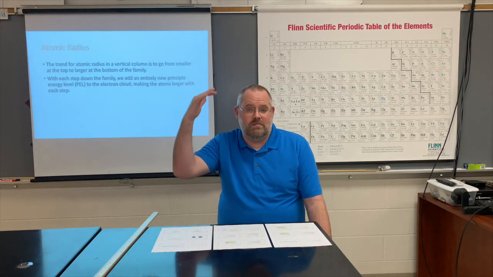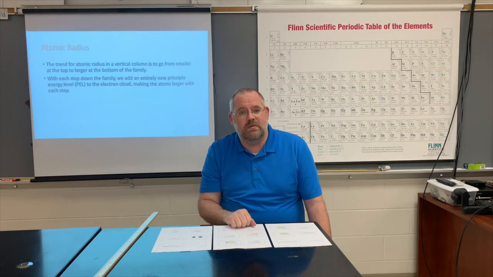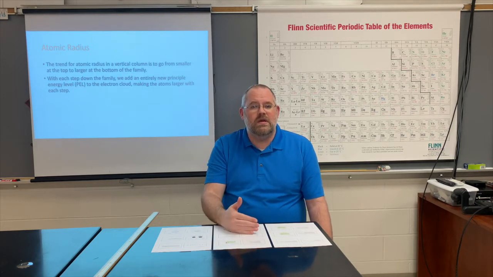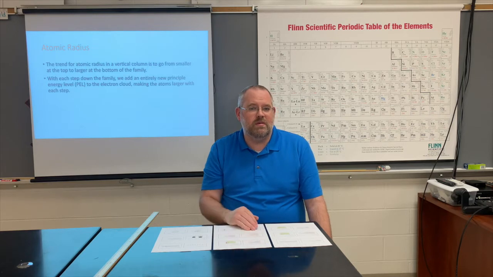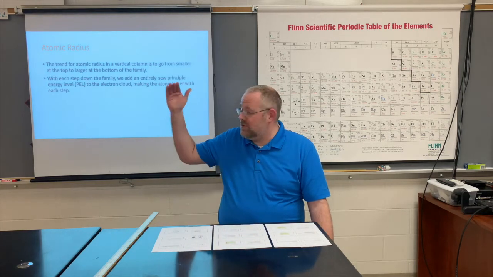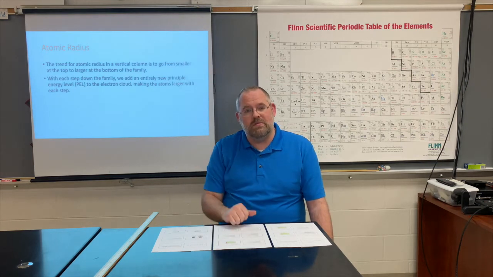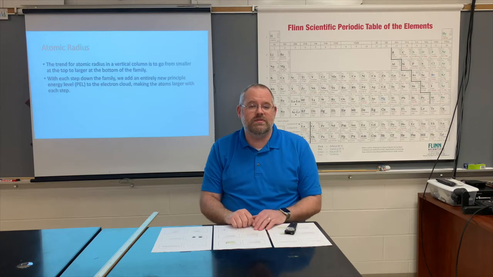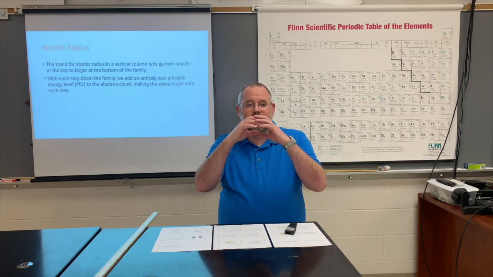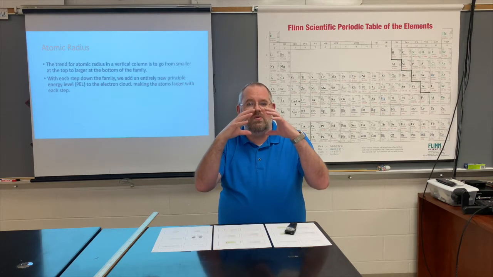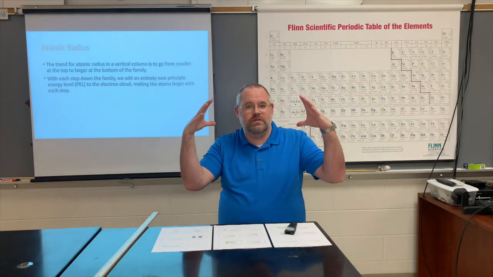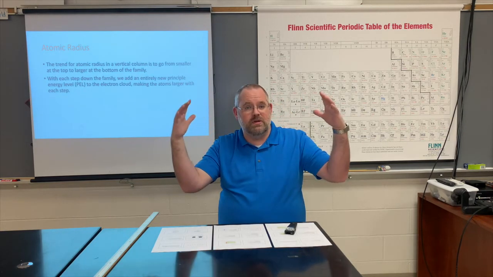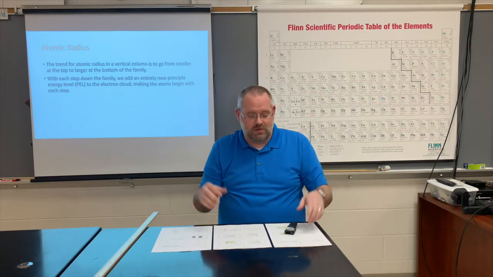Every atom on the periodic table has a different atomic radius. And knowing the trend can help you predict sizes of atoms. Okay, the first thing is as we go from top to bottom on the periodic table, atoms will increase in size. And the reason for that is because as we go into a new period, each row, we add another shell of energy. So we're adding those principal energy levels and making the atoms larger.